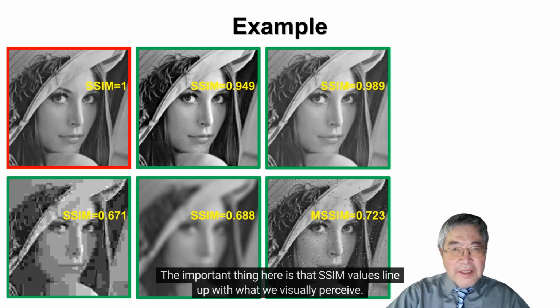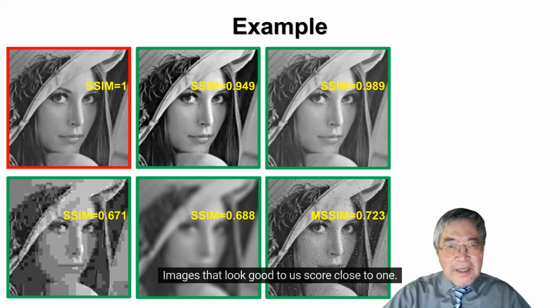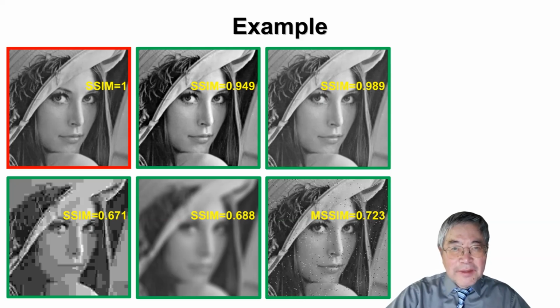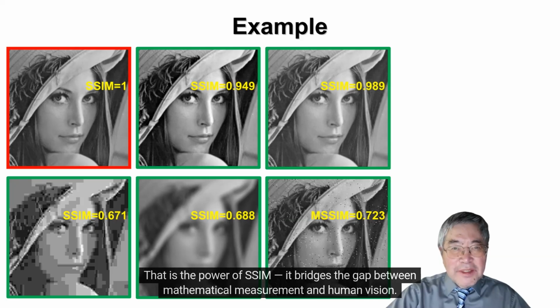The important thing here is that SSIM values line up with what we visually perceive. Images that look good to us score close to 1. Images that look distorted or degraded score much lower. That is the power of SSIM. It bridges the gap between mathematical measurement and human vision.